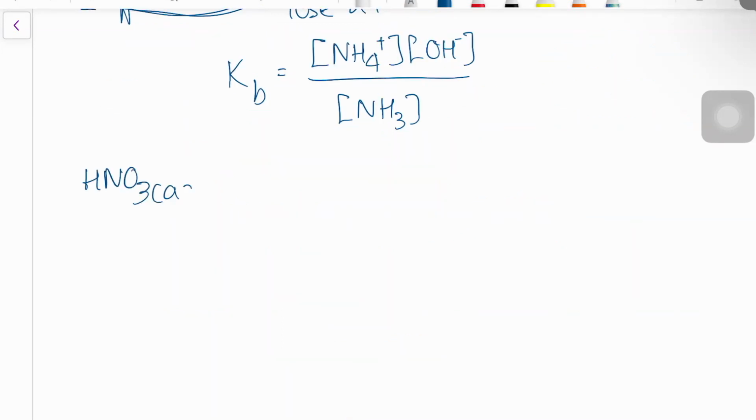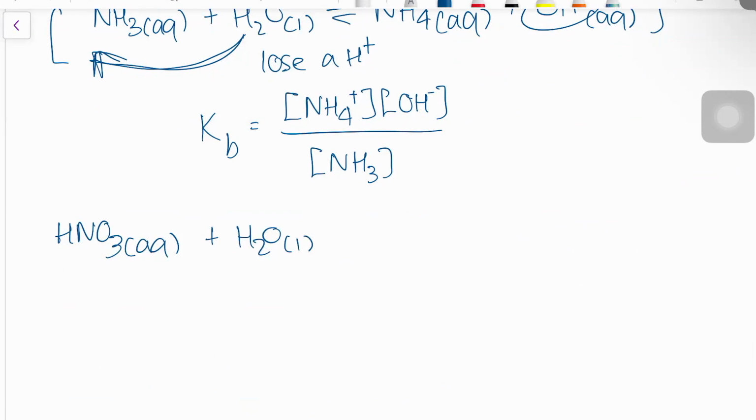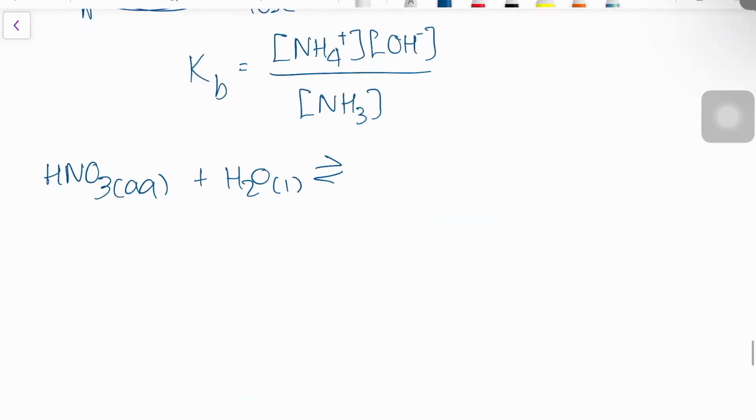HNO3 is an acid. What's the name of this? Nitric acid. Thank you, nitric acid. And when I'm writing acid or base dissociation reactions, I'm always reacting the acid or base with water, H2O. And we're doing module 5. This is a reversible reaction. And then an acid gives away a H plus or takes a H plus? Gives away a H plus. So it goes over here.